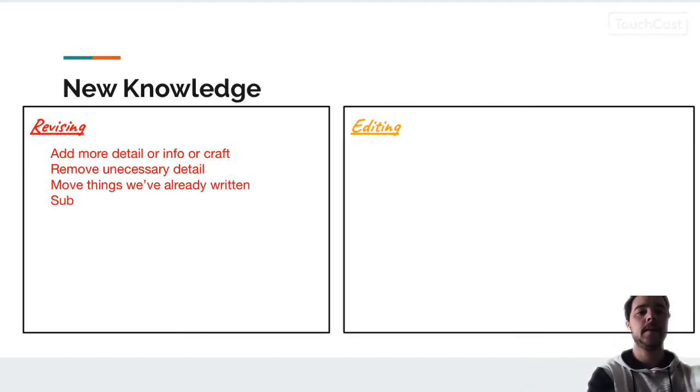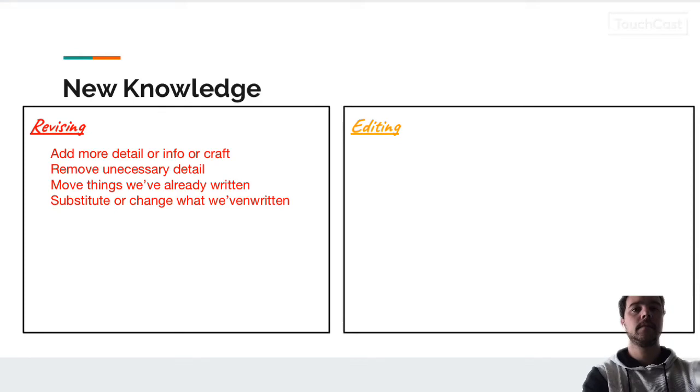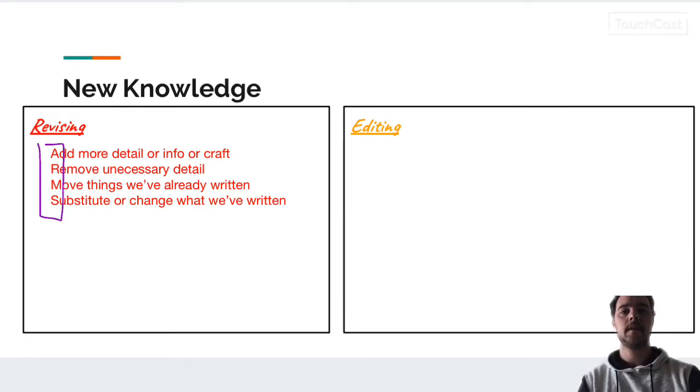And we can substitute or change what we've written. All right, and a really great way to remember it, which I'm sure you've seen before, let's change the color to purple, is if we look at the first letters, it makes ARMS. So ARMS helps us remember what we do when we revise. What about editing? What's editing? What's the difference? Oh, hang on. I want to add one more thing to revising.